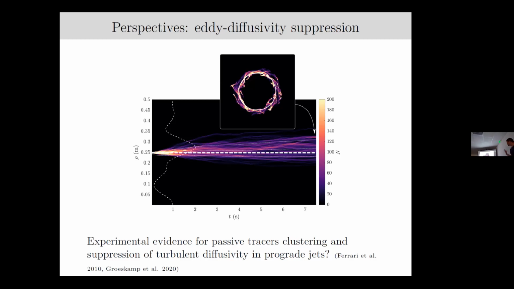Of course, the answer is yes, and we would like to quantify that in an experiment, to see if we can measure experimentally eddy diffusivity suppression due to jets. It's something that we are working on right now.